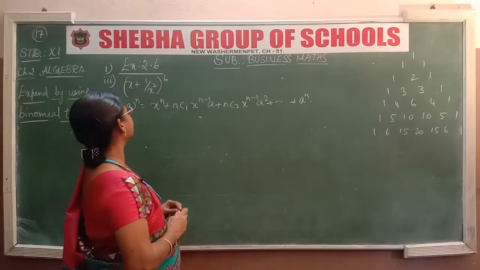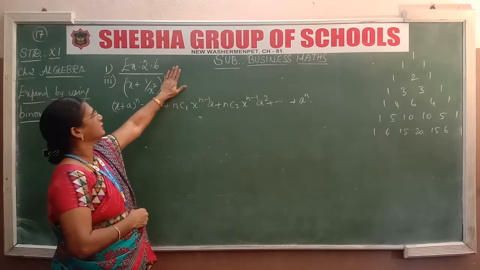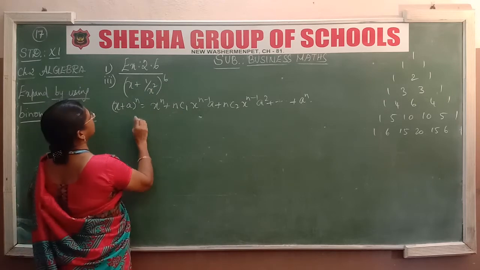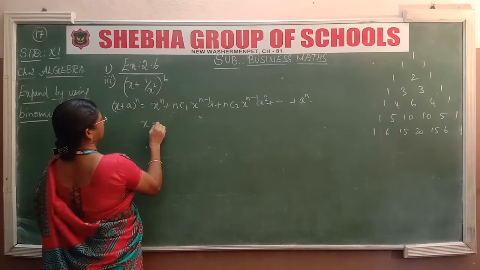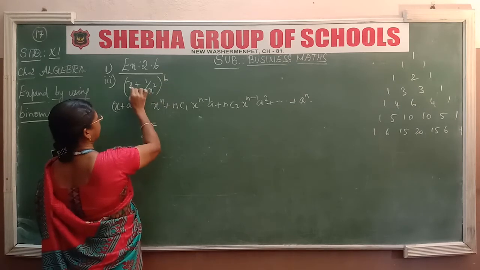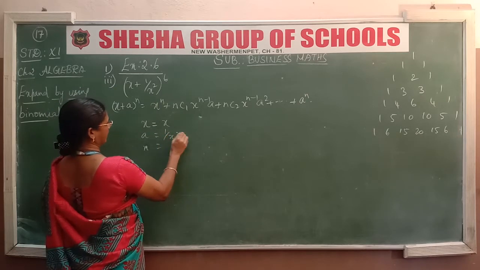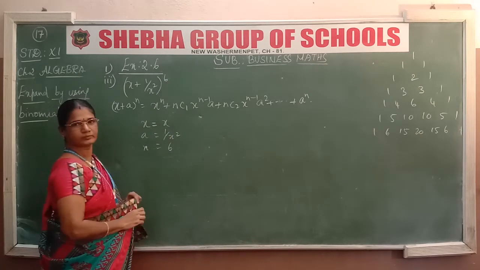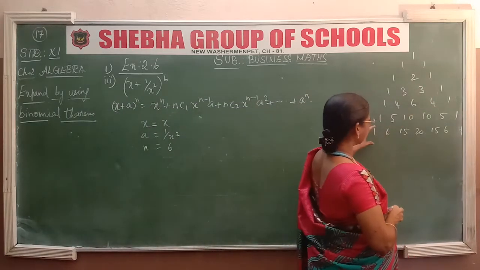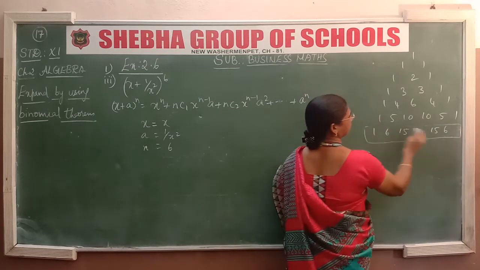Next, listen, the third subdivision in the first sum, x plus 1 by x square whole power 6. It's a very easy one. First write the formula and assume the values: x is equal to what, a is equal to what, and n is equal to what. First assume that x is x, a is 1 by x square, and n is 6. n 6 means we make the Pascal triangle up to 6. Okay, this is our coefficient of this expansion.